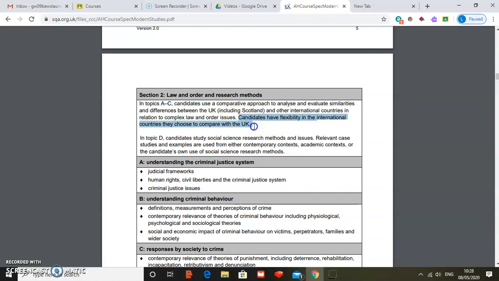Now, a lot of you will probably focus on the USA. However, we will talk about Scandinavian countries, especially for prisons, but we'll also look at things to do with Russia, France, Germany, and some of the other southeastern nations, for example, like the Philippines, and some African countries as well. It's always good to have a very broad range of countries to evaluate and say how they're similar or different.